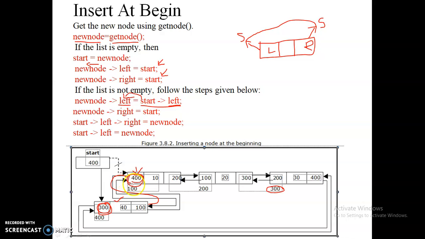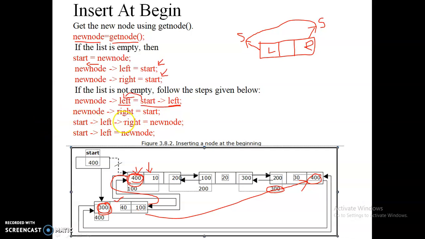So start node left of right is the previous start node. This is the previous start node. Left of right, this left of right is assigned with the new node. So left is the previous node, and previous node right is this one. This is assigned with our new node address. 400 is our new node address, and that is assigned to this.